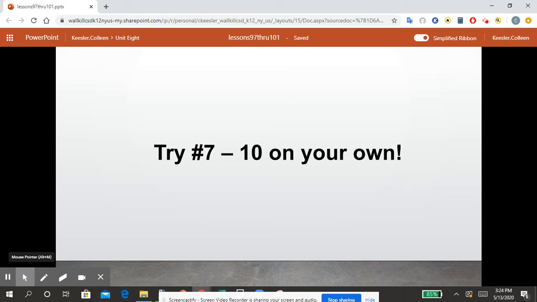So you're going to try 7 through 10 on your own. Pay attention to the questions in the Go formative to help guide you to find your correct answers.